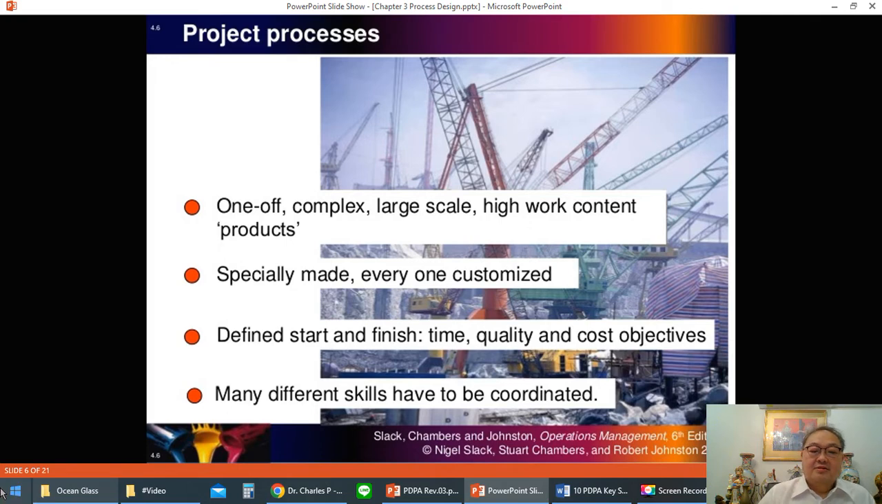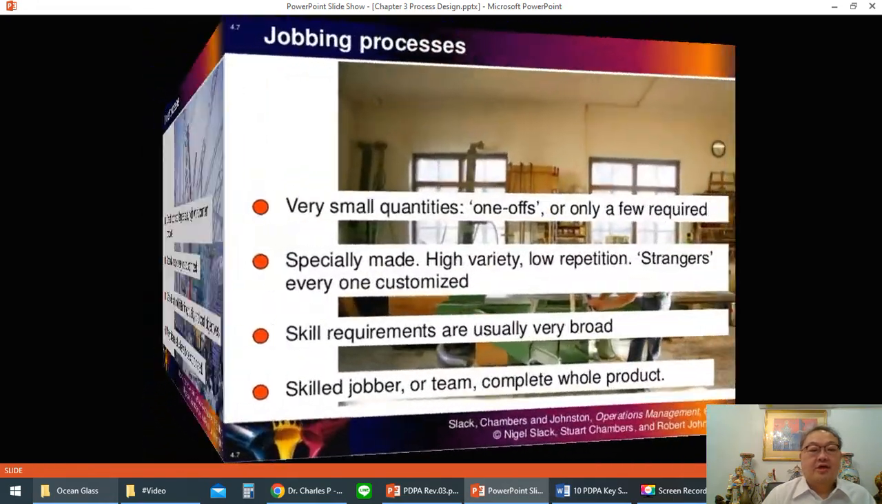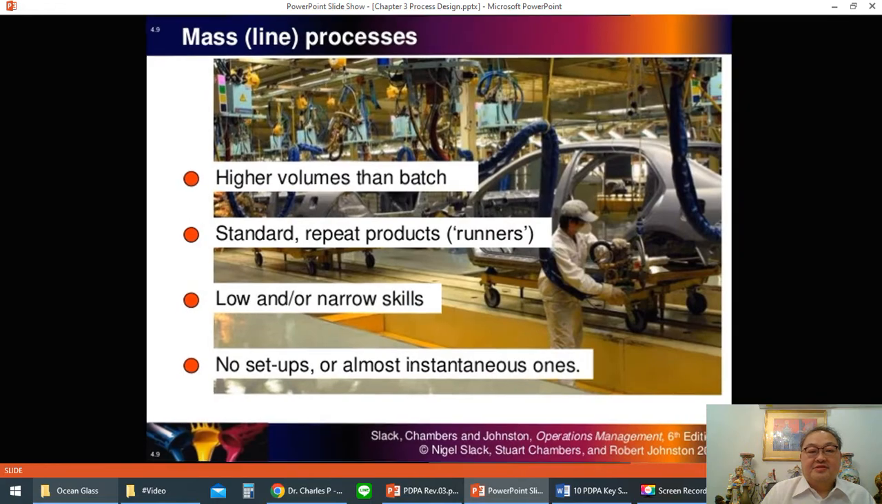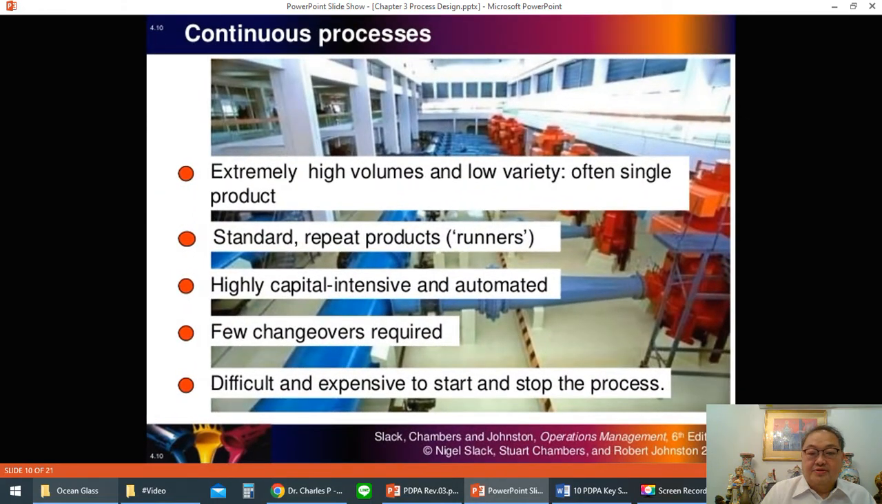Project process. Here the project process is for complex, large-scale or high work content products, especially things like a consultation, or a road to be made, or a building to be made. I want you to go through the meaning of each type of manufacturing or production: jobbing process, batch process, mass process, and also continuous process.